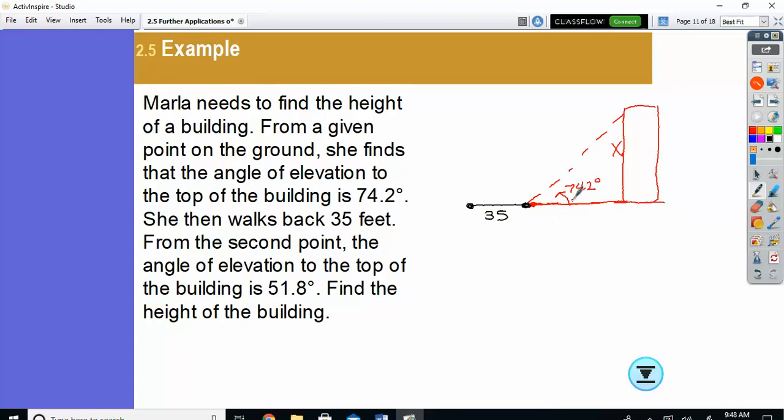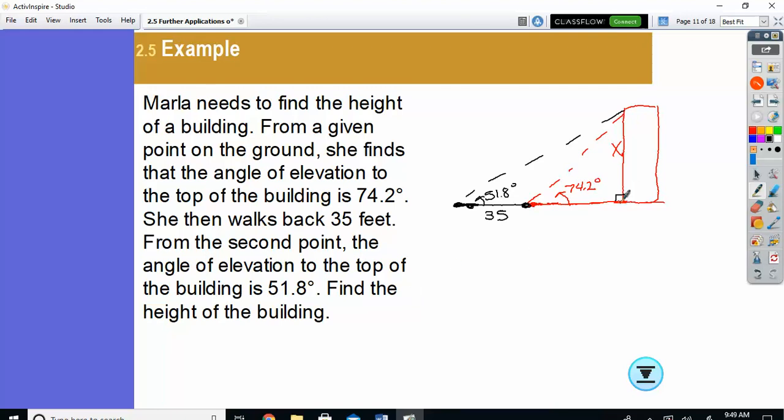From the second point, the angle of elevation. So again, elevation is from a horizontal up. Now that angle is 51.8 degrees. Find the height of the building. This is kind of like the example I did out of section 2.4 where I said, I'm not giving you any like it quite yet, but we will have them.